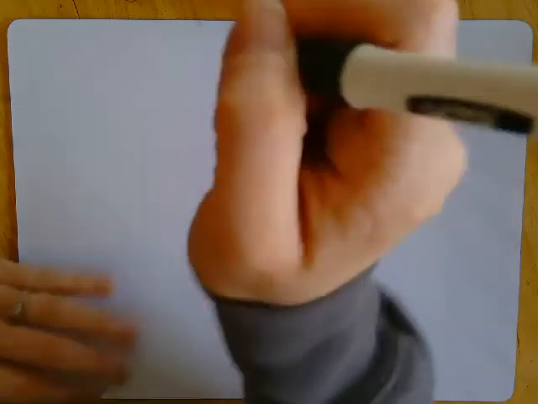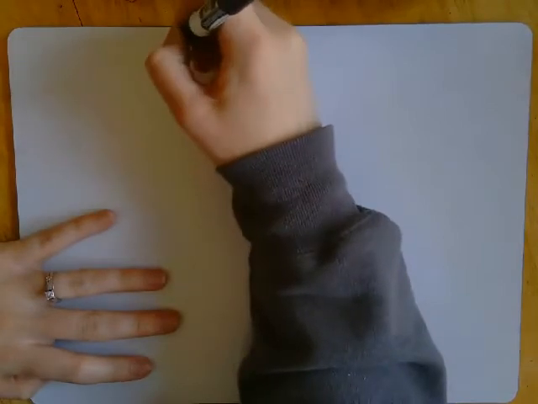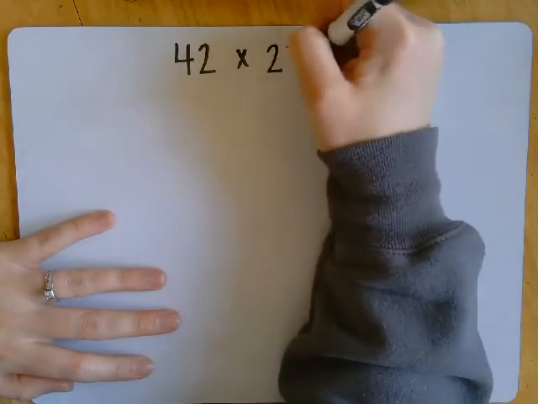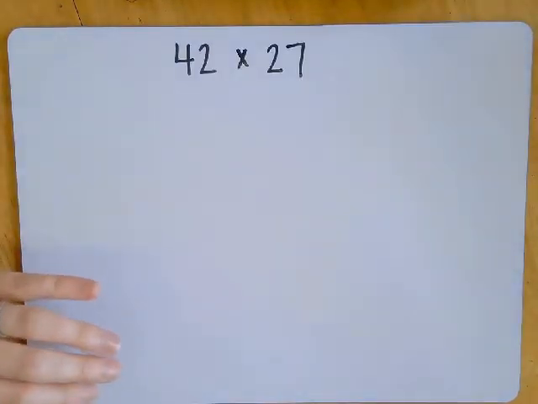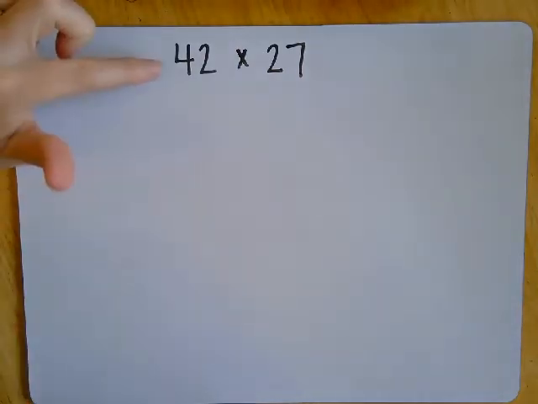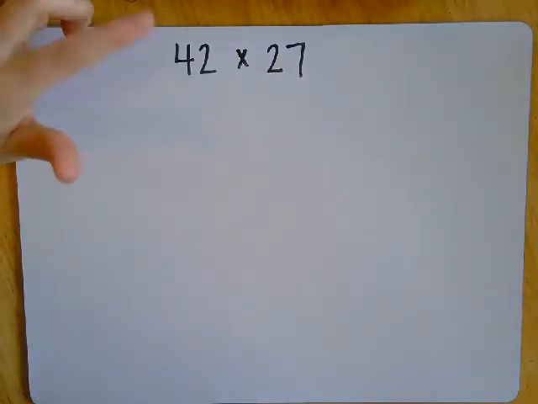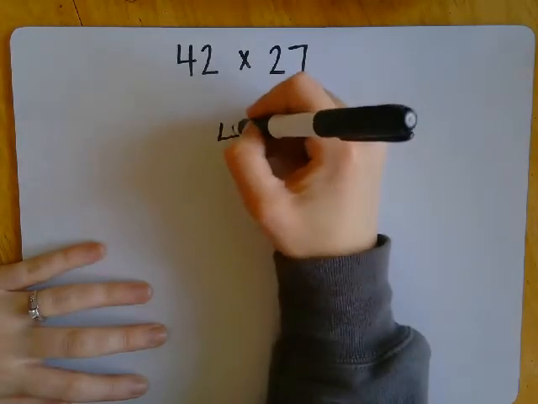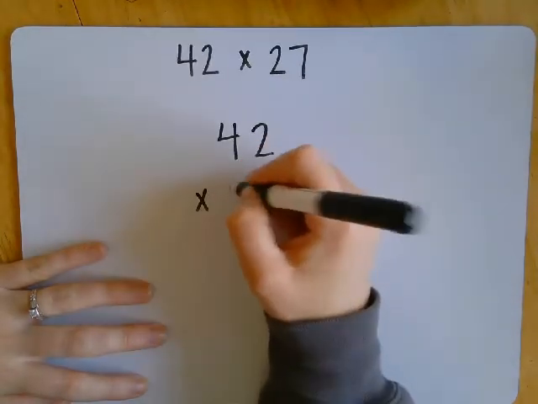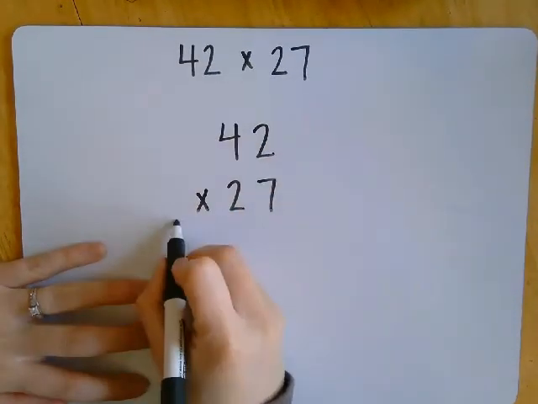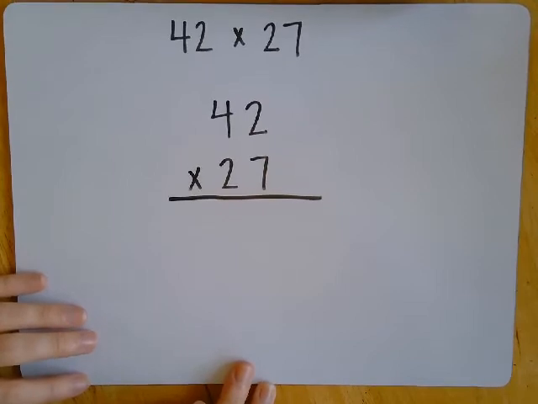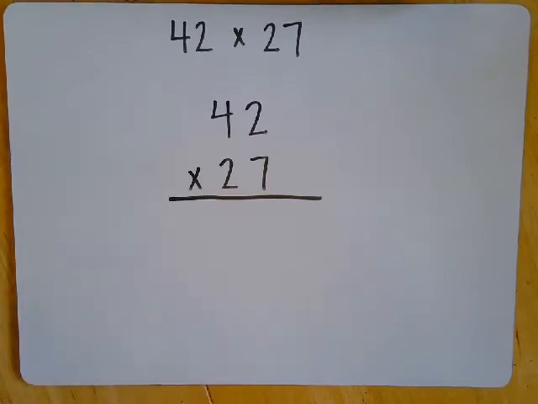Okay, let's say I wanted to find the product of 42 times 27. What I'm going to do is I am going to set this up so it looks similar to the standard algorithm. So vertically like this. And then I'm going to break down each of the partial products as I am multiplying.